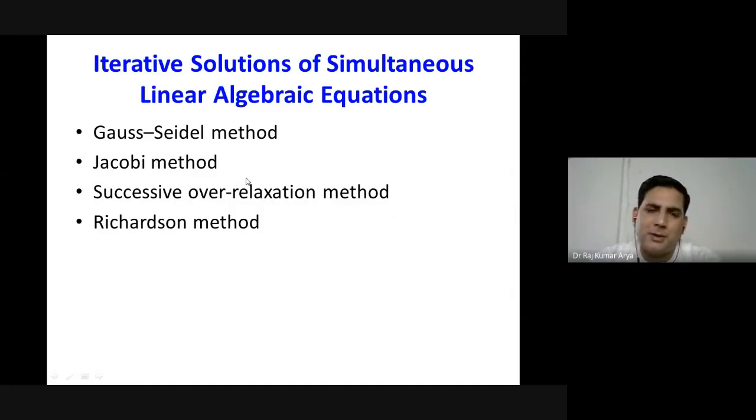In that category you have these four, and many more also. We will talk about these four only. You have the Jacobi method, then the Gauss-Seidel method, then the successive over-relaxation method. You have one more, the Richardson method. Two of these you might have heard already, the Jacobi method and Gauss-Seidel. Yes or no?